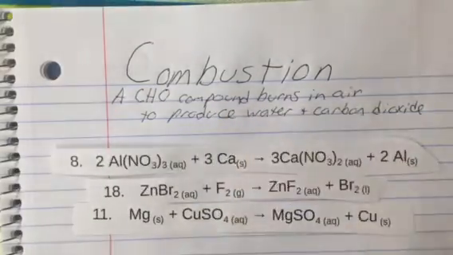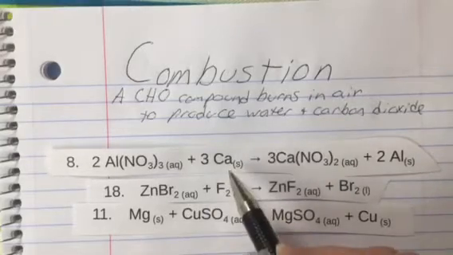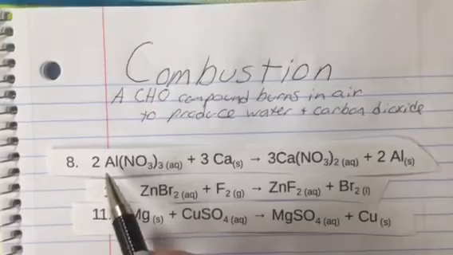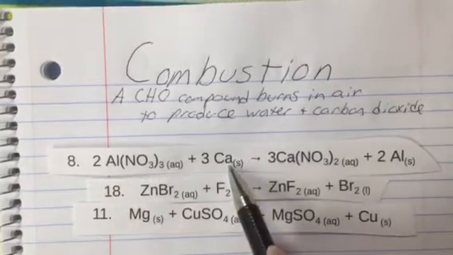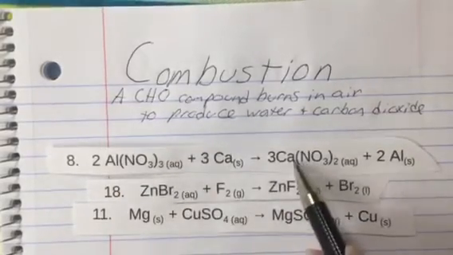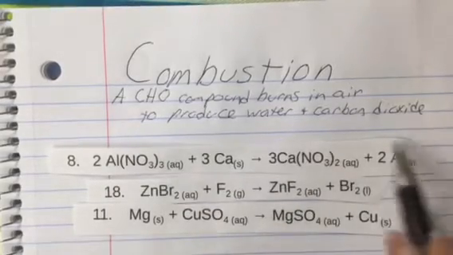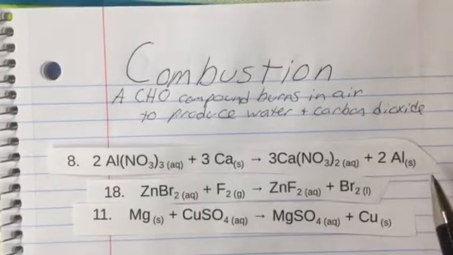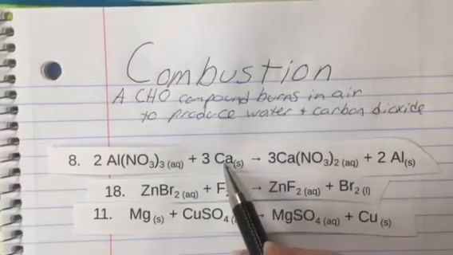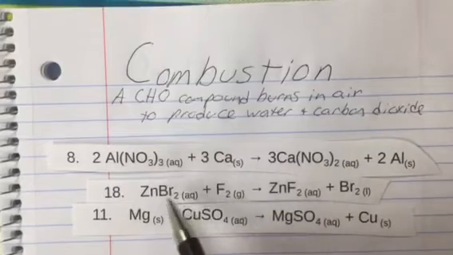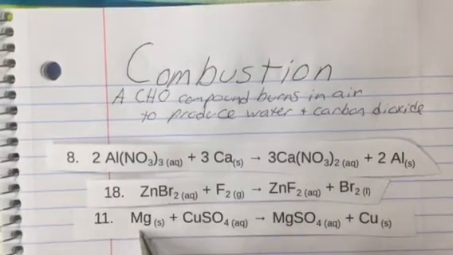What happens in these reactions is this metal right here displaces this metal right here and kicks it out. So this calcium comes over and steals aluminum's place and ends up stuck to the nitrate, and the aluminum is now sitting all by itself. Isn't it sad? The calcium is bigger and stronger, and it beats up the aluminum and kicks it out. The same thing goes for the fluorine kicking the bromine out, and the magnesium kicking the copper out.